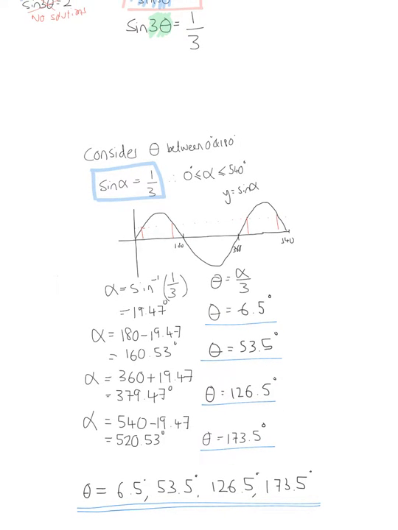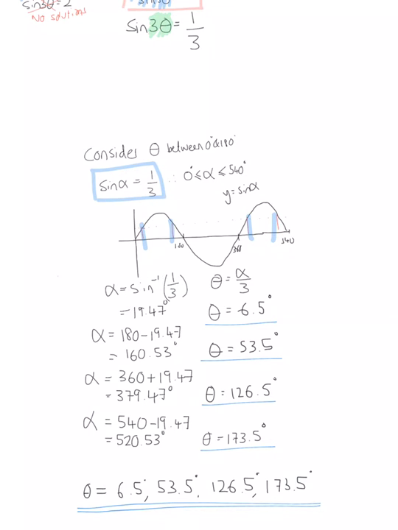So then we look at our solutions. First of all, we do inverse sine of a third, and we get 19.47, which is this solution here. Then we've also got 180 minus that same value. We've got 360 plus that value, and we've got 540 minus that value. I'd always recommend drawing the sine curve. It makes it a lot easier to solve it.